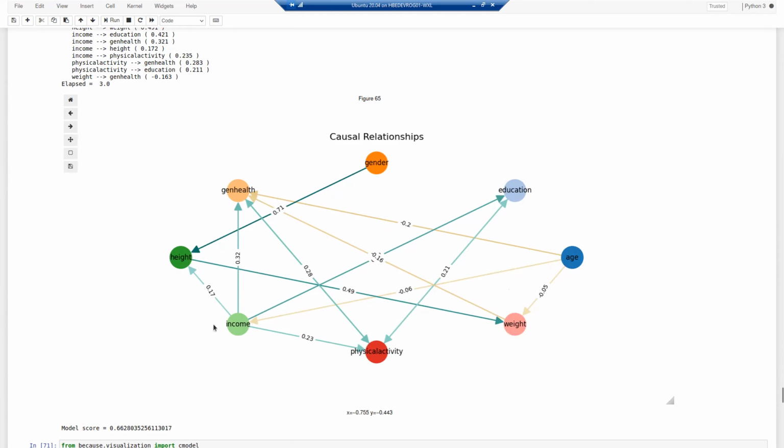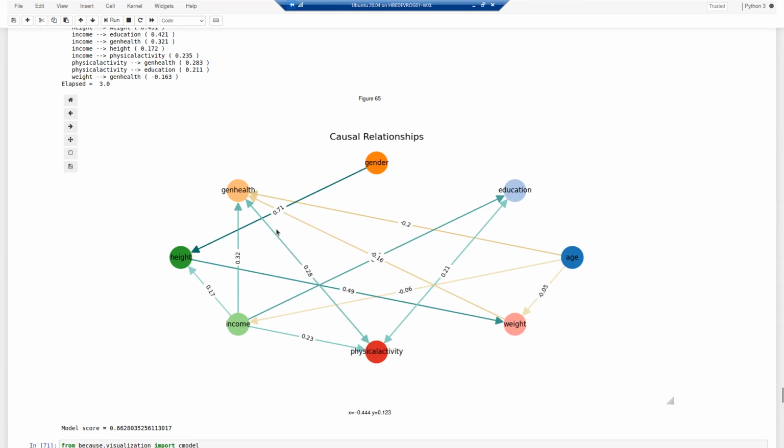It tells me here that income affects education quite strongly. That's a little hard to understand. I would have expected it to be the other way around. So we put a question mark there. And education affects physical activity. Income positively affects physical activity.